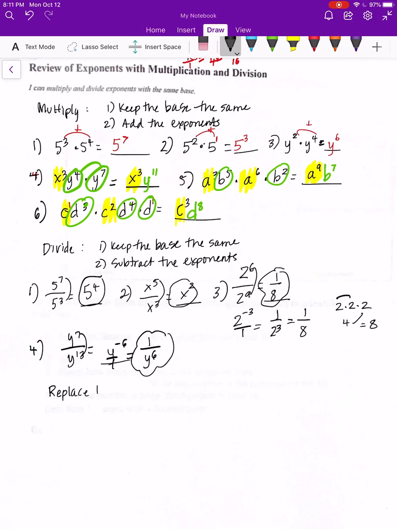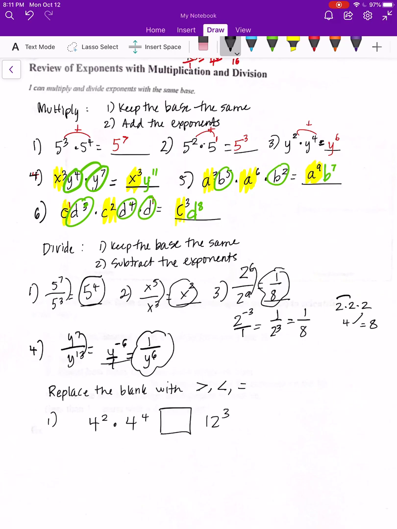Okay? One other thing you need to be aware of is you've got to replace the blank with greater than, less than, or equal to. So how about this one? We'll just do one of these. 4 squared times 4 to the 4th equals 12 to the 3rd.